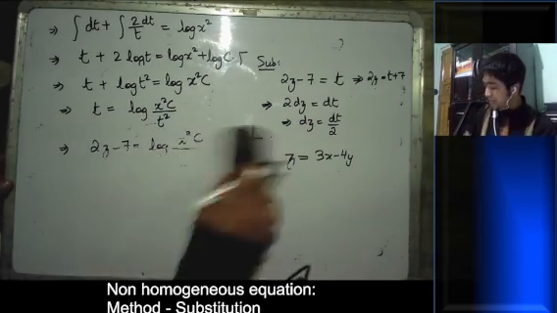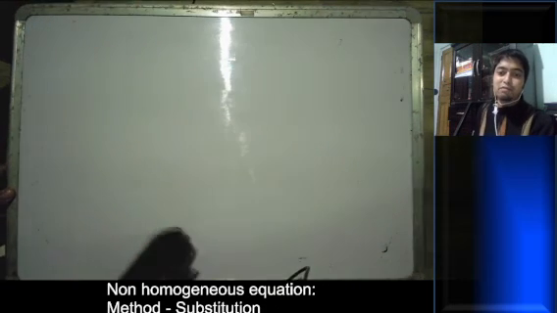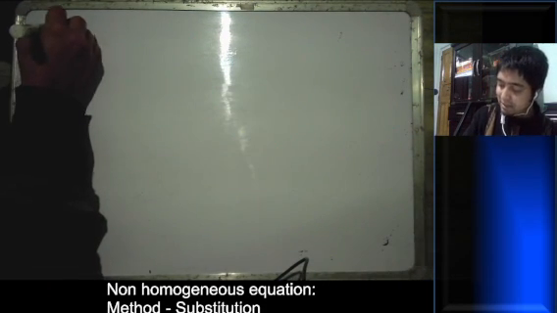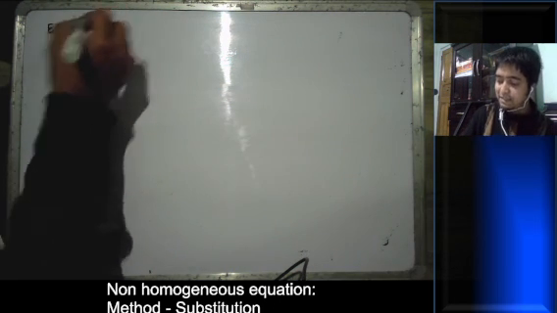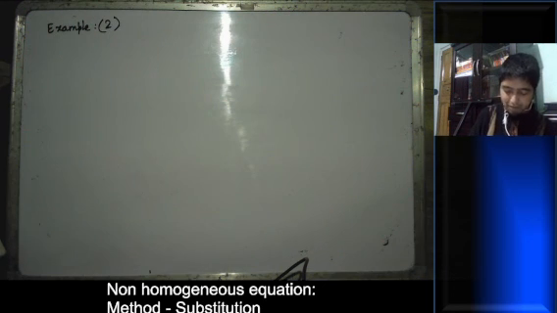Okay, so I hope that is clear. So that was the first type, when a1 by a2 equal b1 by b2. Now let us see the example. Okay, the second example, the example 2, which I will solve. Okay, let's see.